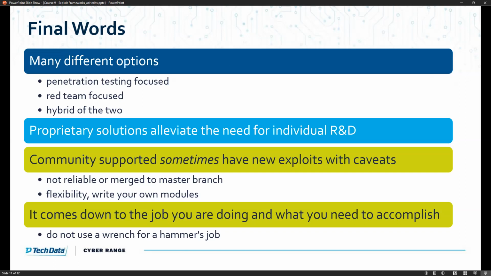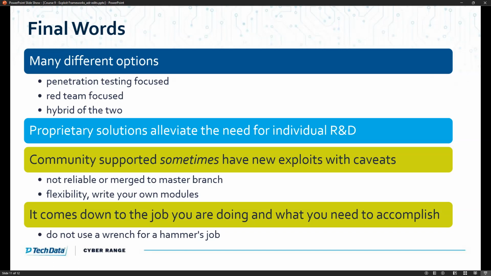The proprietary solutions alleviate any need for there to be research and development done by you, the individual, or the community. Research and development is done by paid staff. So that could be a benefit. That being said, however, there have been instances in which community supported projects like Metasploit framework receive a module or proof of concept code or exploit module into the framework that some of these proprietary solutions don't have. So the proprietary solutions are playing catch up.